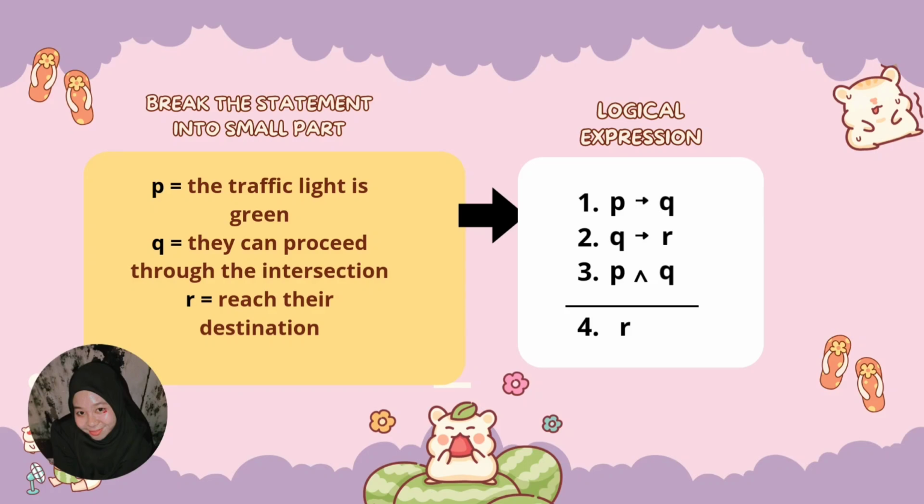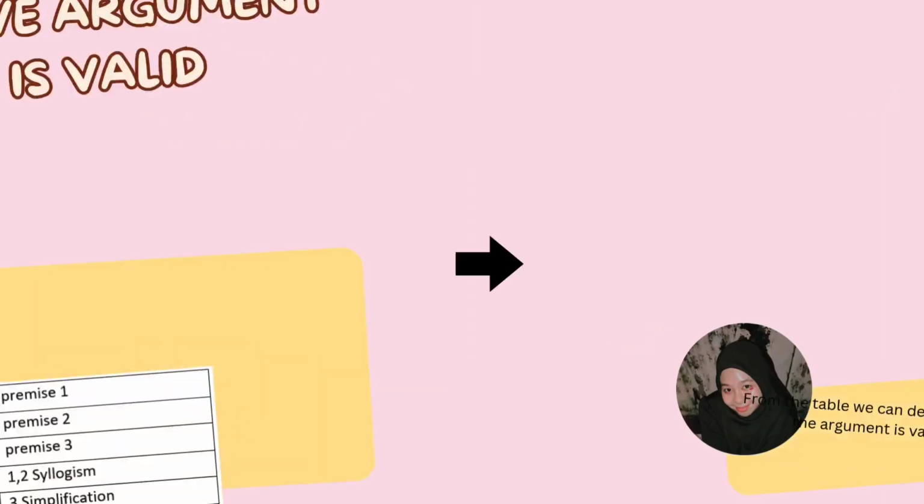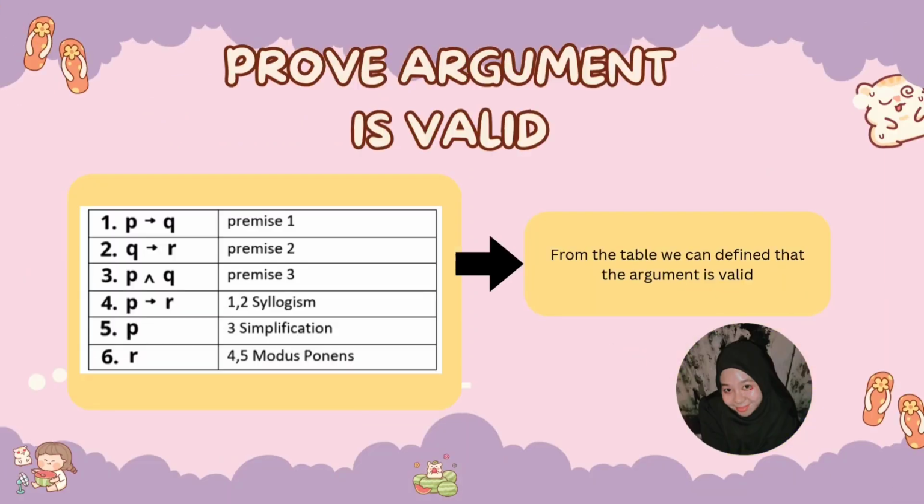By breaking statements into smaller parts and representing them as logical expressions, we can clearly understand the cause and effect relationship within a scenario. This approach is very useful for problem solving and reasoning. Now, let's look at how we can prove that an argument is valid. Logical reasoning helps us verify the validity of an argument step by step. This is what we will explore in the following table. Here is the structure of our proof.